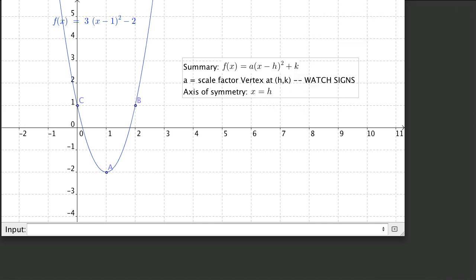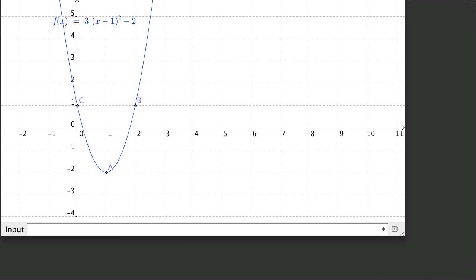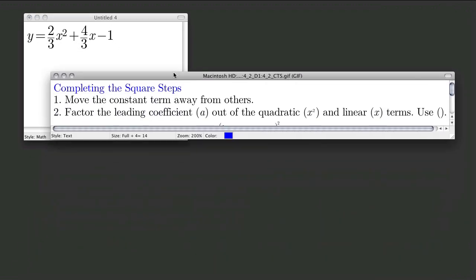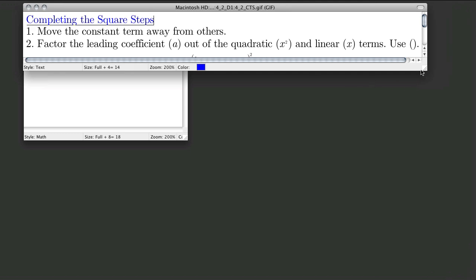So the last thing that we need to do is go over how to convert from standard form into vertex form. And the first example we'll do looks like this. This is in standard form: y equals 2/3 x squared plus 4/3 x minus 1. And let's make that a little bit bigger so we can see it. The process of converting standard or general form into vertex form is completing the square. And the steps for completing the square are right here.